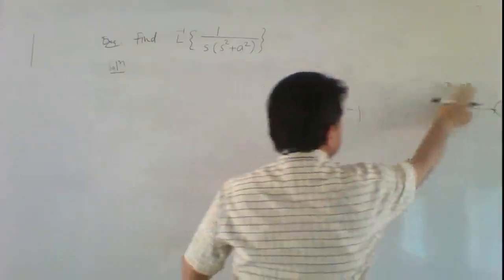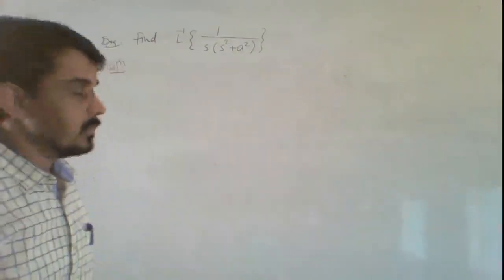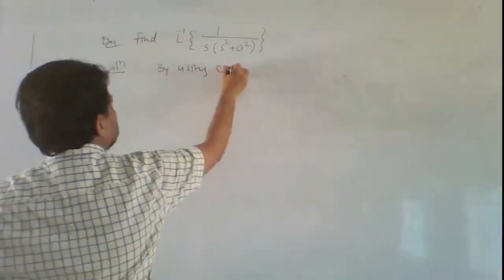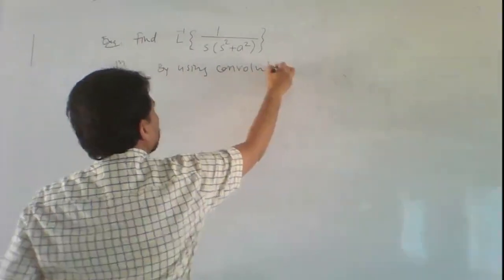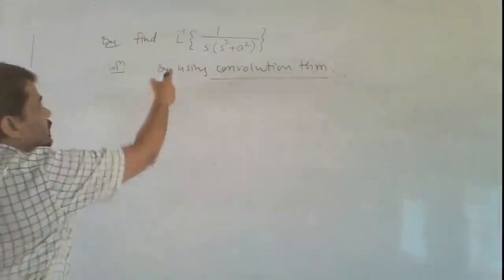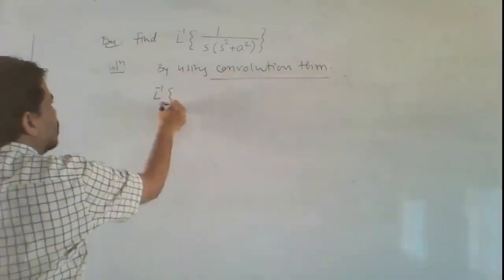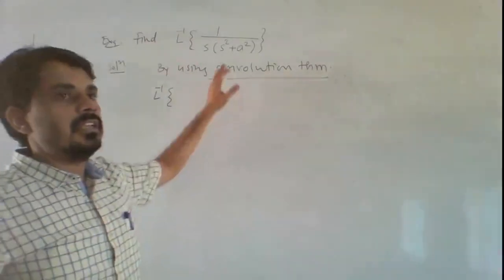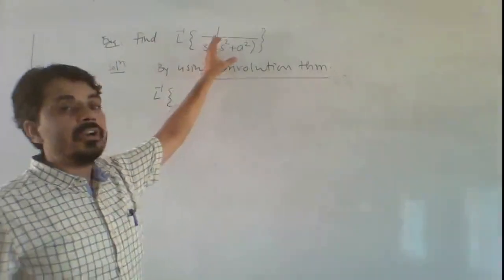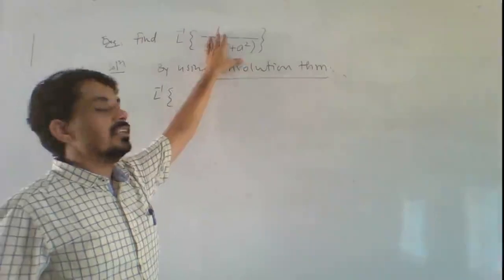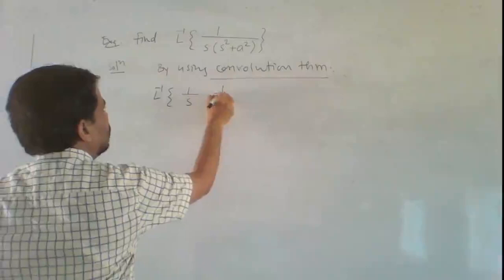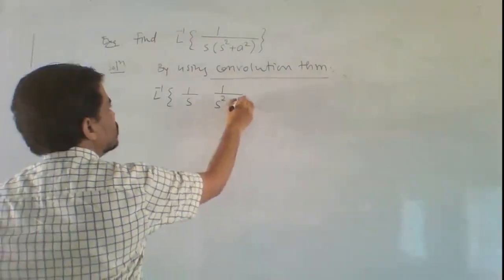Now next, by the convolution theorem. Next, by using the convolution theorem to find the inverse Laplace transform of the function. Convolution theorem is used to find the inverse Laplace transform of a product of two functions. So express that function in terms of a product. It can be written as 1 by s into 1 upon s square plus a square.